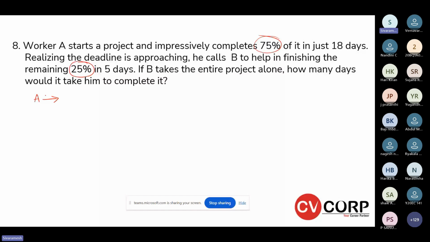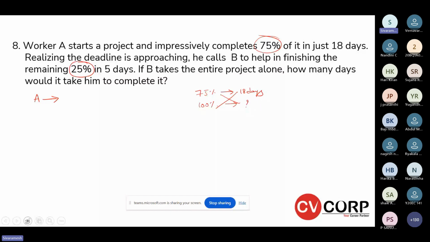How people will do it is: 75% of the work A can complete in 18 days. Okay, 100% of the work he can complete in how many days? Again, they will do cross multiplication and find the answer. But these are extra, additional calculations that will consume a lot of time in the exam.